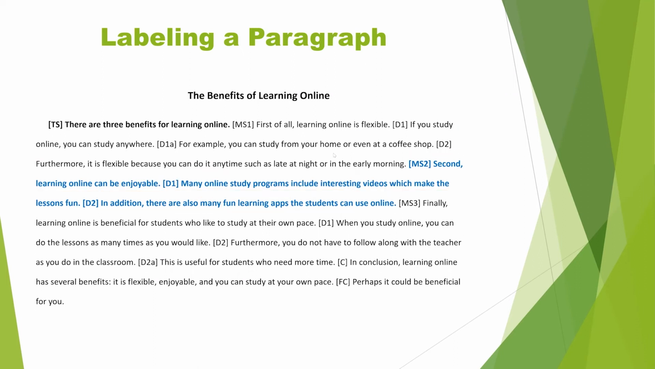Now let me clear all this because it looks a little bit messy. So if we read MS2: "Second, learning online can be enjoyable." D1, first detail: "Many online study programs include interesting videos, which make the lessons fun." Second detail, D2: "In addition, there are also many fun learning apps the students can use online." Very clear for the reader. Everything is connected. D1 is connected to MS2. D2 is connected to MS2.